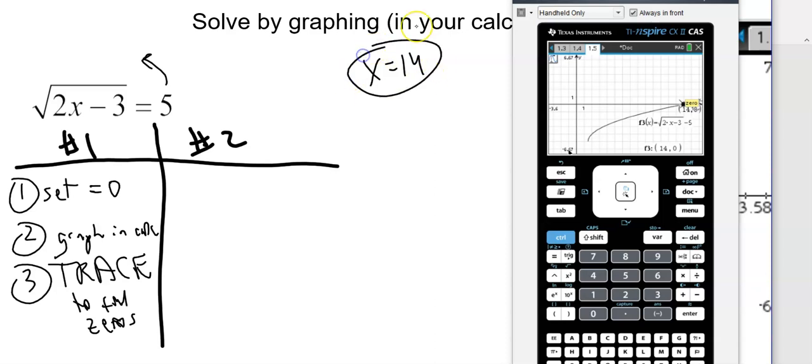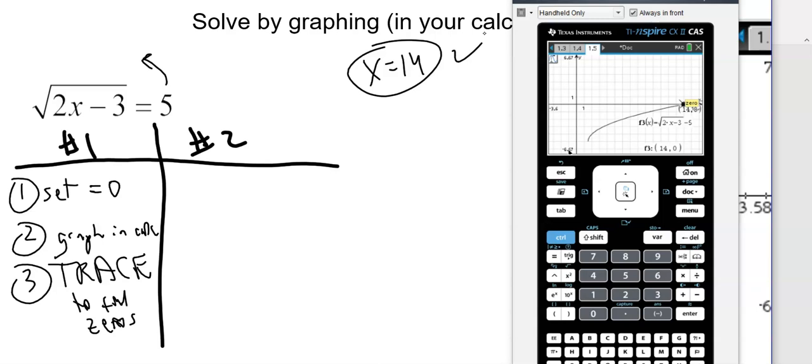I would want you to write the x value, not the 0, (14, 0). I need the x value. That's the solution. So if I plug in 14, 2 times 14 is 28, minus 3 is 25, square root of 25 is 5. That works. Check, not a bad idea. Check it. Although on the graph, we don't have to worry about extraneous solutions. It'll only give you the real solutions.